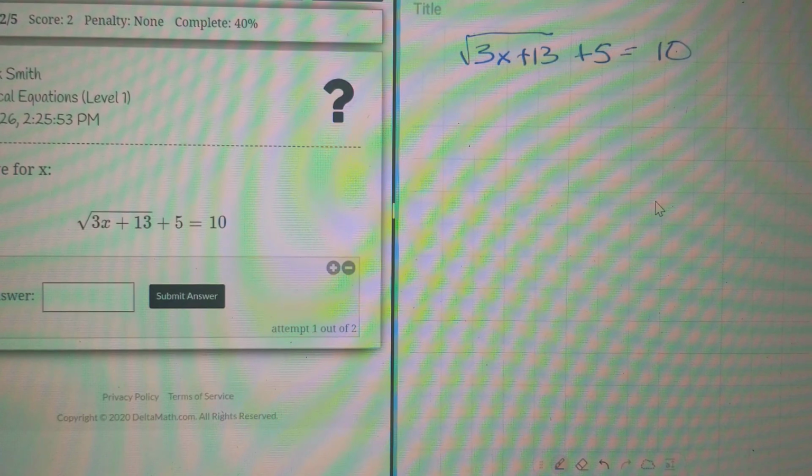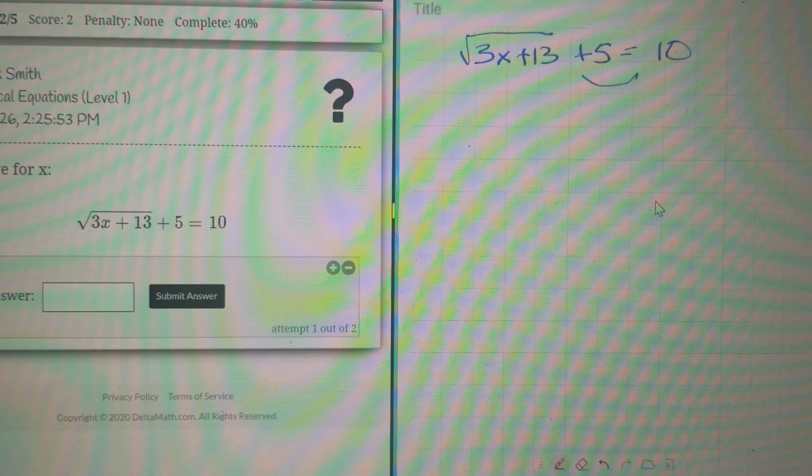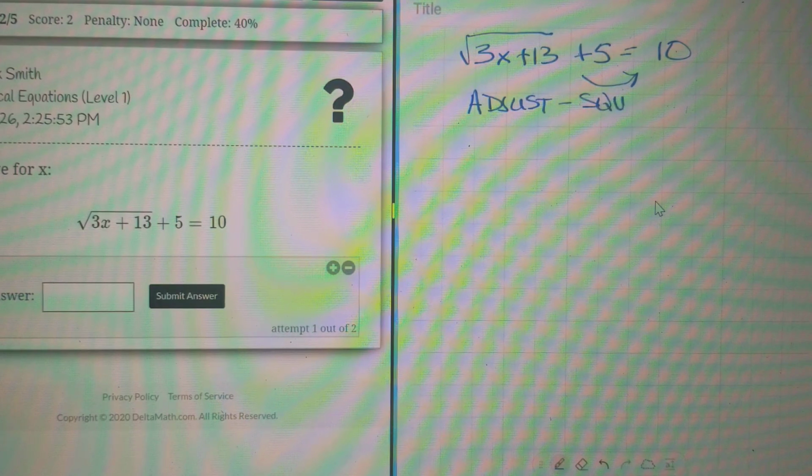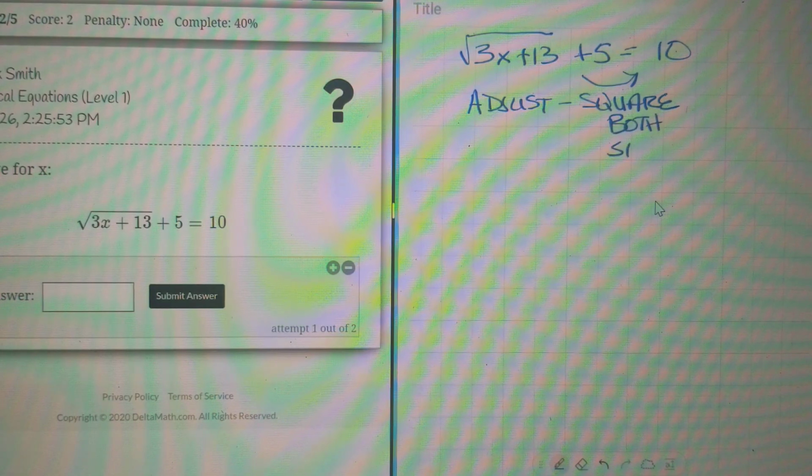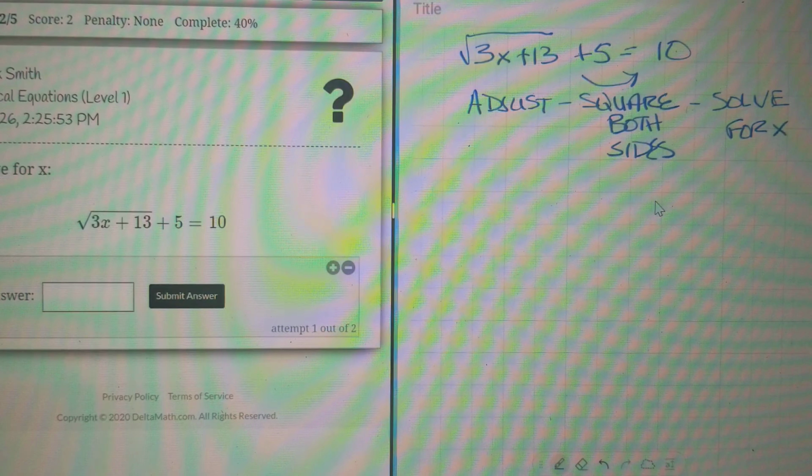All right, to solve this, we are going to have 3 steps. Step 1 is going to be to adjust stuff. We got to get all the numbers on one side. Then we are going to square both sides. And then we're just going to solve for x with your awesome algebra skills. Okay, so that's what we're going to do. So let's get rid of our 3 steps here, since we're going to repeat those.